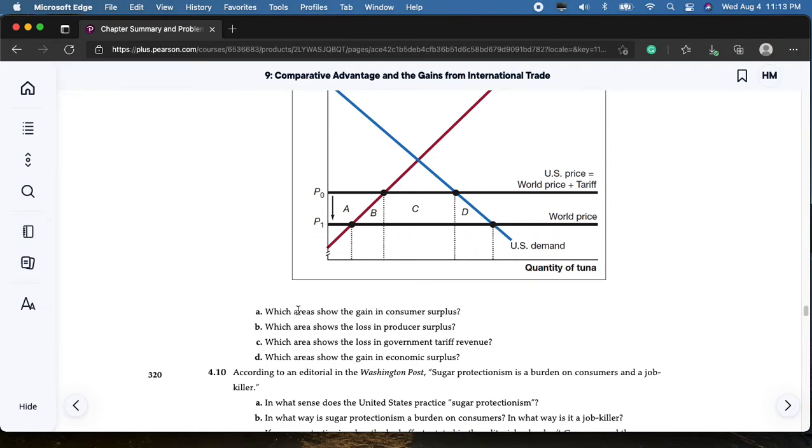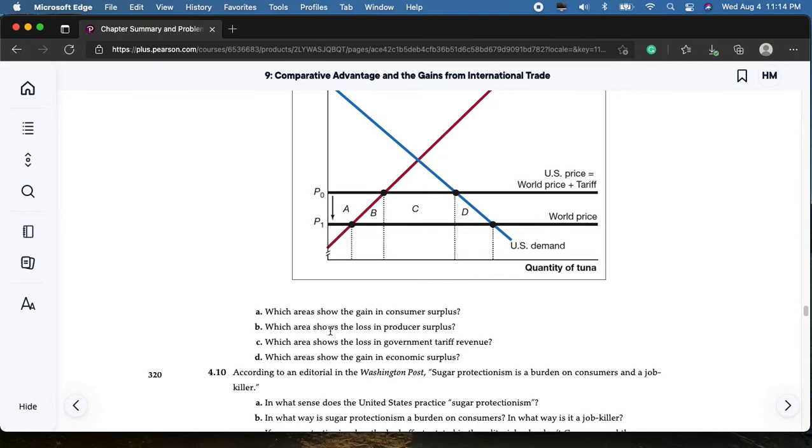So the areas that show the gain in consumer surplus are going to be area A. So this area is going to be gain in consumer surplus. Area B is also a gain in consumer surplus. Area C is a gain in consumer surplus, and area D will also be a gain in consumer surplus. So areas A, B, C, and D will be the gain to U.S. consumers. We were right over here, and we are going to this quantity here. This is the quantity that we are buying.